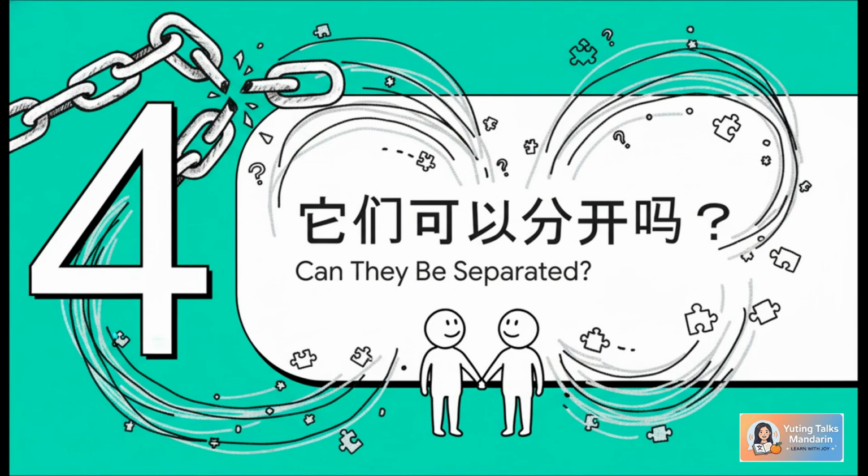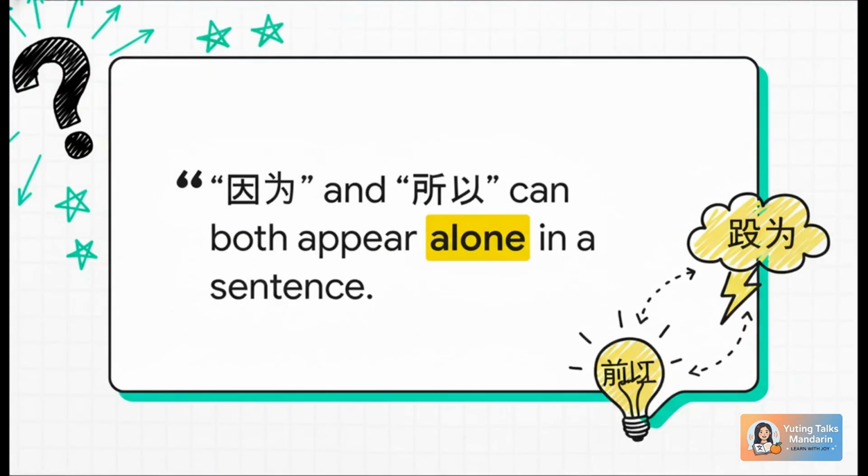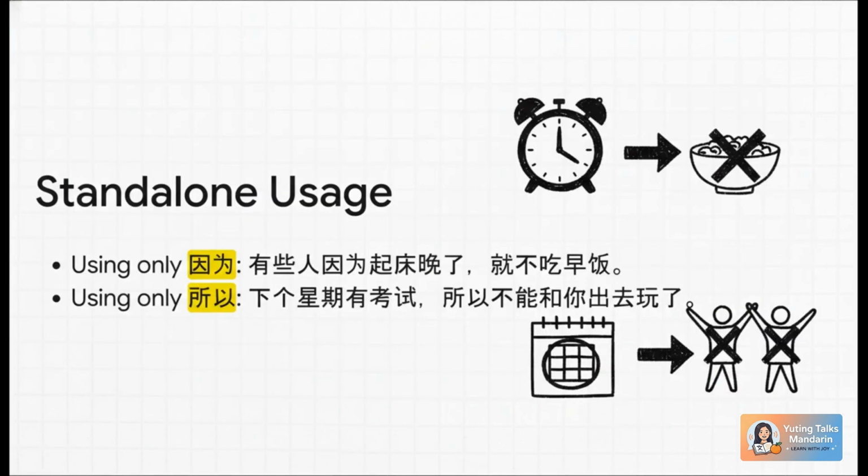Okay, we know how they work together as a team, but do you always need both of them? What do you think? Can they be separated? Yes, they absolutely can. It's actually really common to just use one or the other. You might use 因为 by itself just to give a reason. Or you might use 所以 by itself when the reason is already obvious from the conversation. Let's see how that works.